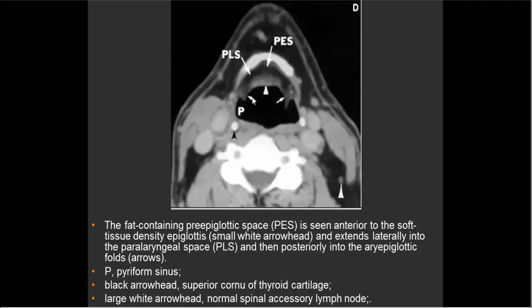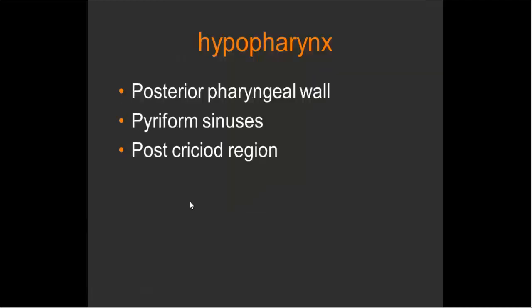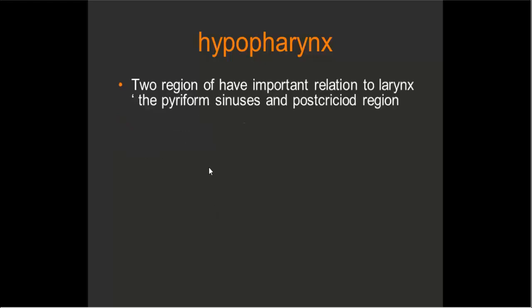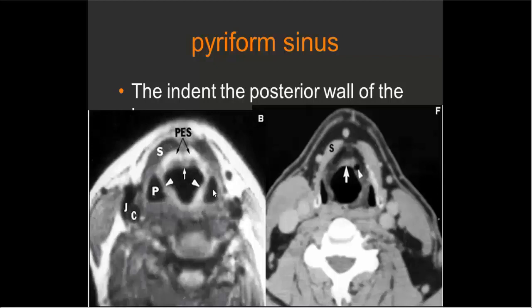into the aryepiglottic fold. This is the piriform sinus and this is the aryepiglottic fold. As we see, this is the hyoid bone. Hypopharynx: posterior pharyngeal wall, piriform sinus, postcricoid region. Two regions that have an important relation to the larynx are the piriform sinus and the postcricoid region. The piriform sinus is formed on both sides by aryepiglottic fold extensions.